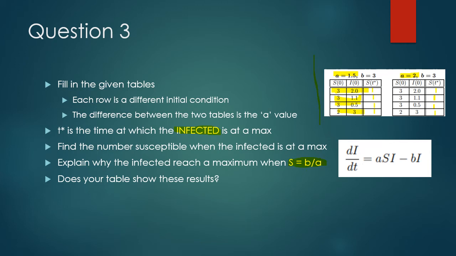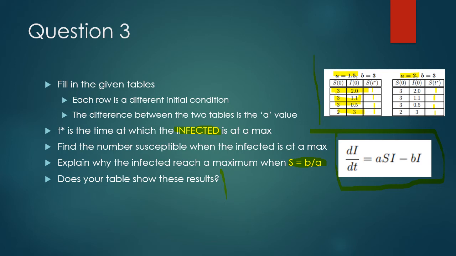And so we want to explain why that is. And the clue over here is to look at this equation. When the infection is at a max, when the number of infected is at a max, what does it tell you about this equation? And then you can solve from there to figure out why S equals B by A. And then put one comment on whether or not in your table you found this to be the case, and how close it actually was to B by A. But make sure that you actually calculate it in the phase plane for all the different initial values and the two different values of A.